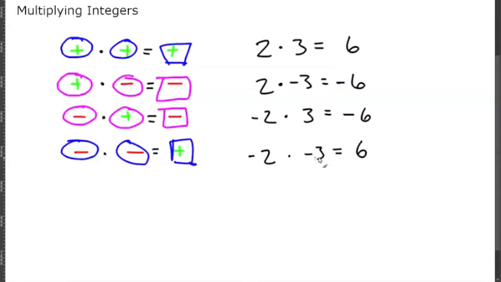Now let's try a few more examples. Let's say that we have 2 times 3 times negative 2. We know that 2 times 3 is 6. So now we're left with 6 times negative 2, which will be a positive times a negative, so we know our answer is going to be negative, and 6 times 2 is 12. So we're going to have negative 12.